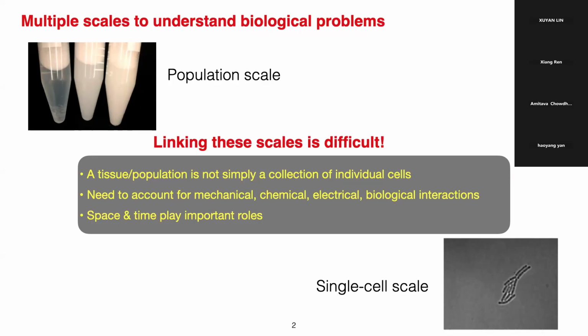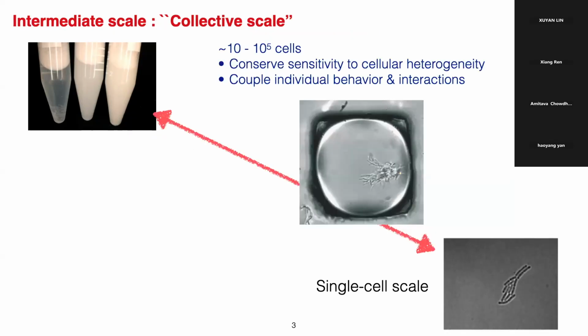One way to start bridging these two scales is to work at an intermediate scale. I don't know what to call this scale. I usually call it the collective scale. At this collective scale, you imagine you work with a few cells or a few hundred cells or a few thousand cells. For these numbers, you continue to be sensitive to what each one of the cells is doing. You continue to be sensitive to the heterogeneity between cells, but you start observing the interactions between the different cells. And so you can build not only the individual cell behavior, but also the interactions between them.